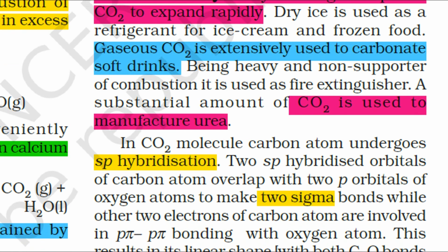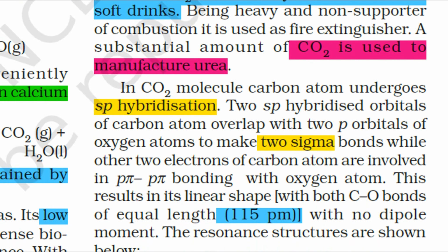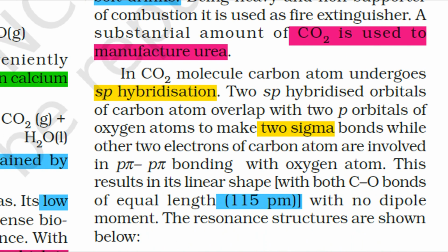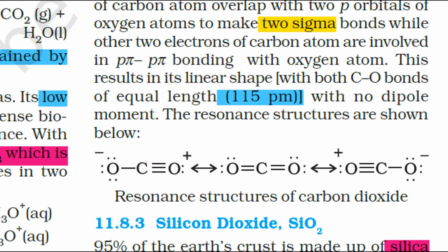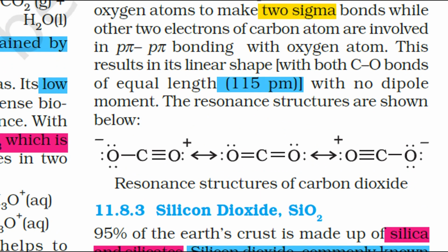Next, in carbon dioxide, the carbon atom is sp hybridized. Two sp hybridized orbitals of the carbon atom overlap with two p orbitals of oxygen atoms to make two sigma bonds, while two other electrons of the carbon atom are involved in p-pi bonding with oxygen atoms. So the shape of carbon dioxide is linear and the bond length is 115 picometer with no dipole moment, and the resonance structure of carbon dioxide is shown here.